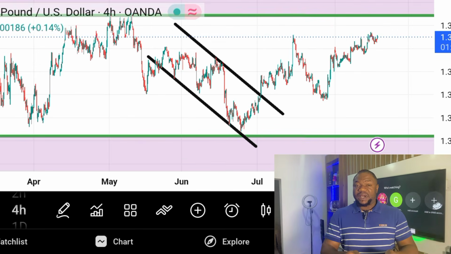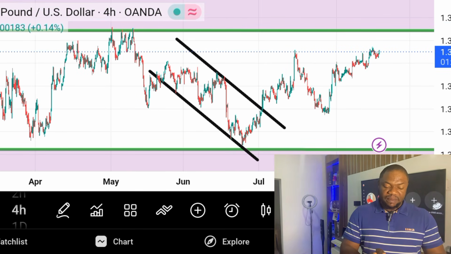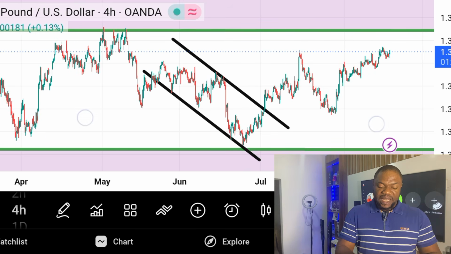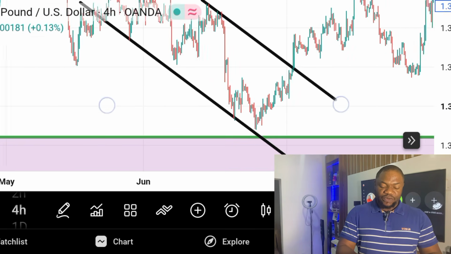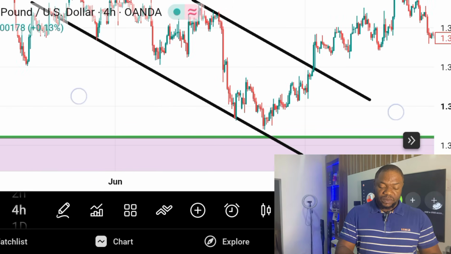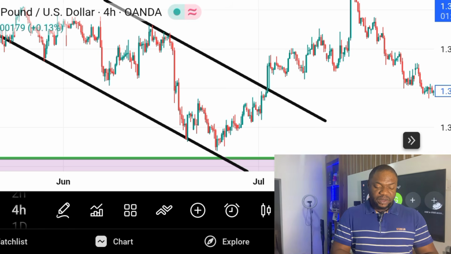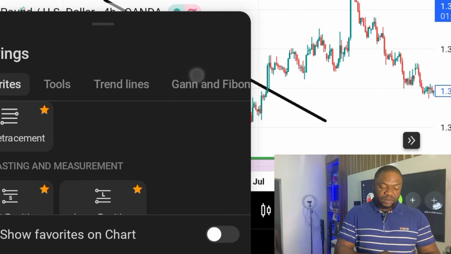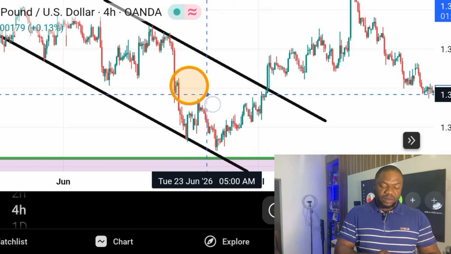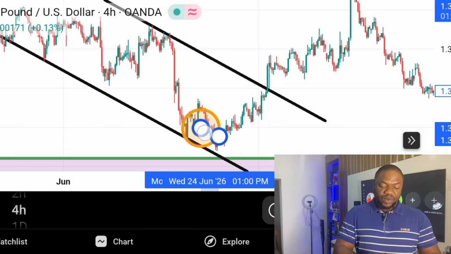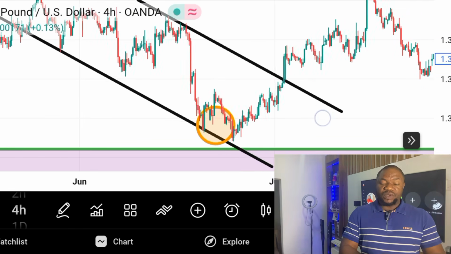Remember, we are analyzing this chart from the 4-hour time frame. Now, when the market dropped down at this point, the market came to this point and couldn't move further. You can see that the market got to this particular point and couldn't move further.